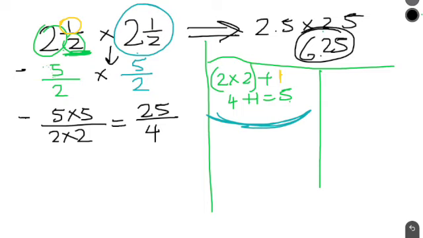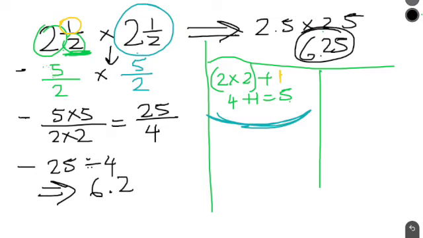25 over 4. Now, what I want you to do is take your calculator out and divide 25 by 4. We could do the long way too. And you find out that when you divide 25 by 4, the answer works out to be 6.25. So we just proved that our way of solving for mixed numbers is actually correct.